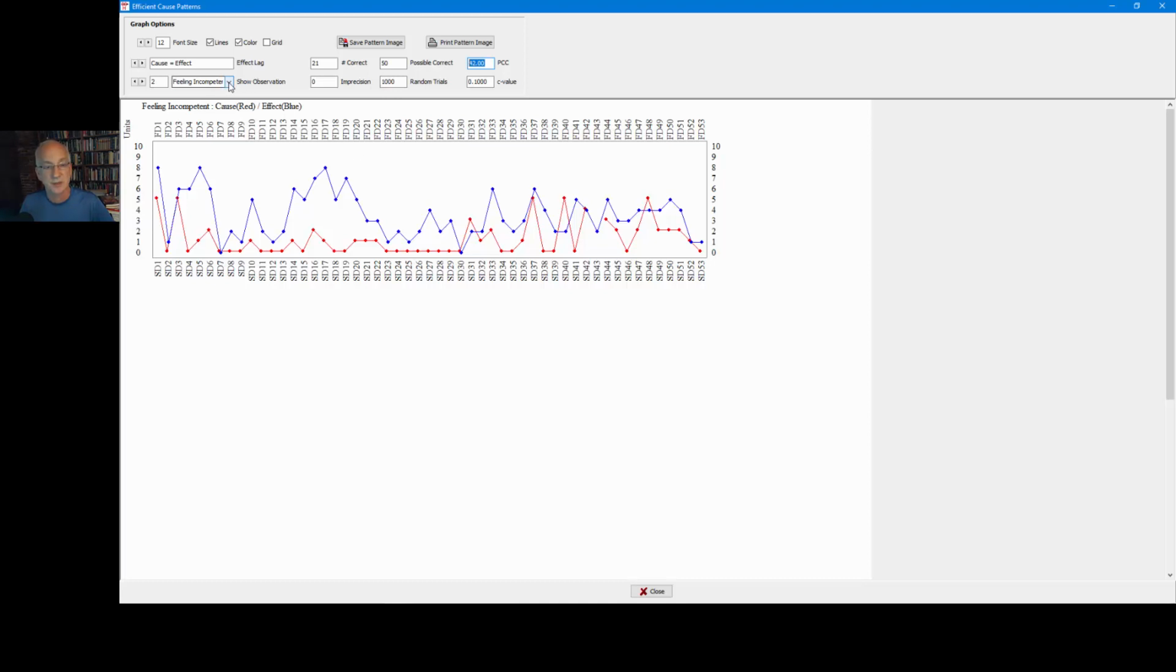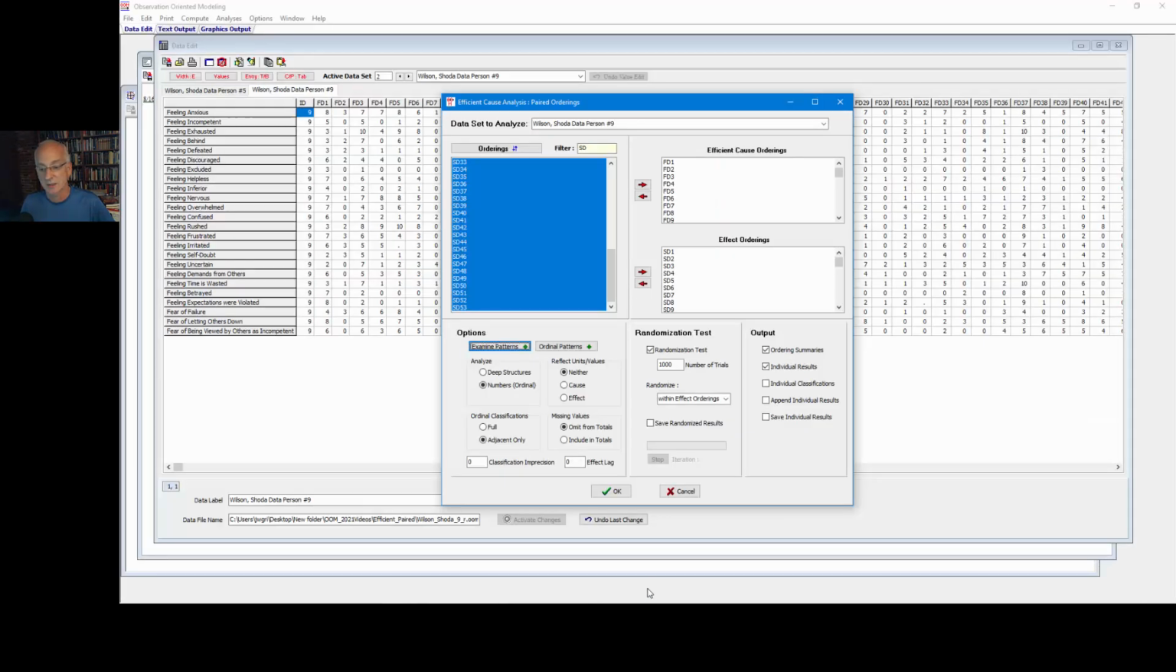So we can move on to feeling exhausted, and that doesn't pass the eye test very well either. The PCC again is 42%, and we can use this double-headed arrow also just to scroll through and quickly examine each of these patterns. So far, looking at the patterns, it looks like anxiety is the best candidate for a trigger. So I'm going to select close here, and I'm going to select OK to just run the analysis.